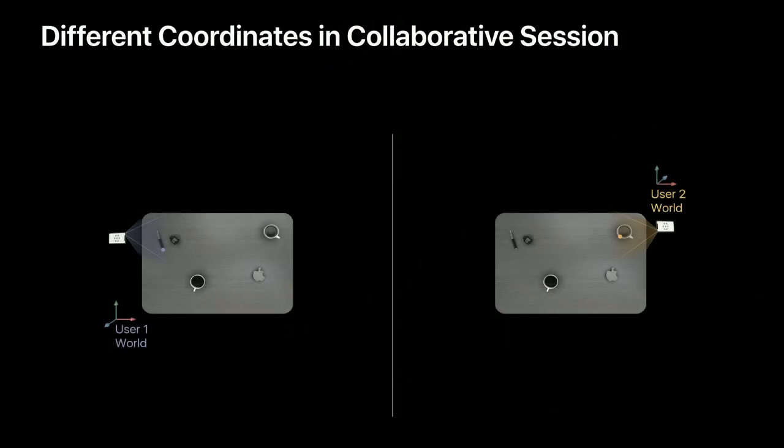In this decentralized design, there is no host user within the session. That means each user can start their own AR experiences before they start seeing each other. So each user can have their own AR world coordinates. In this example, we have two users running collaborative session. Each user starts doing the small world exploration and putting one anchor on each side of the table.